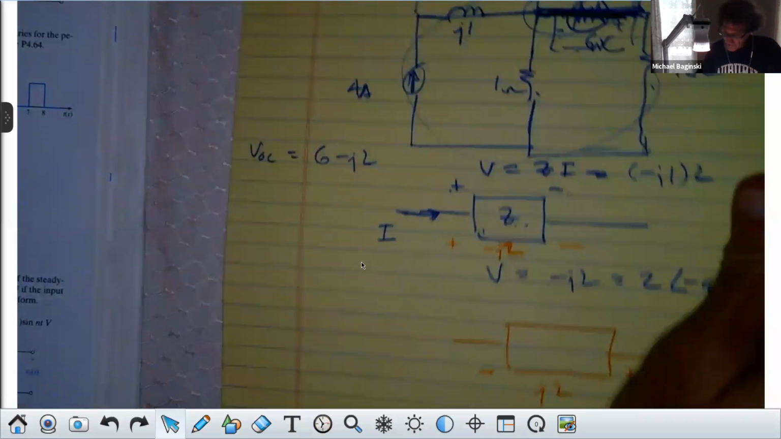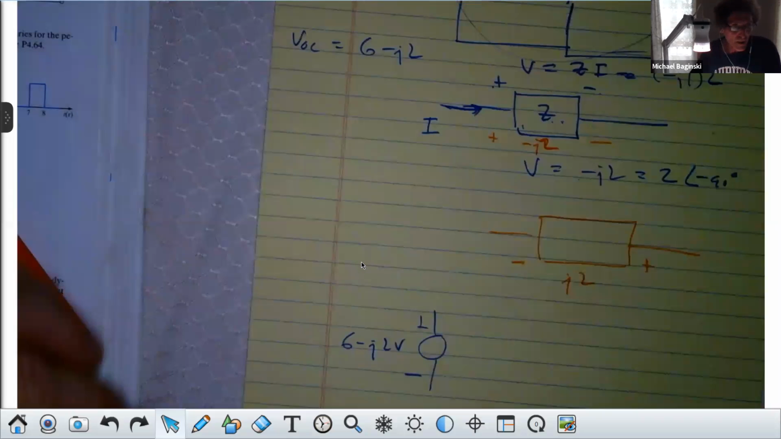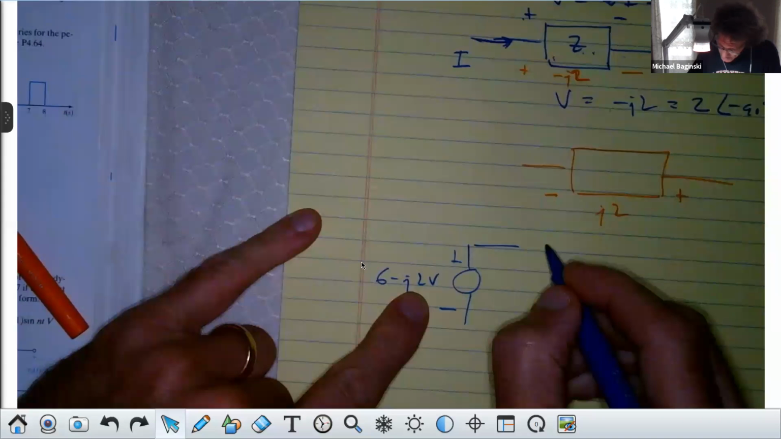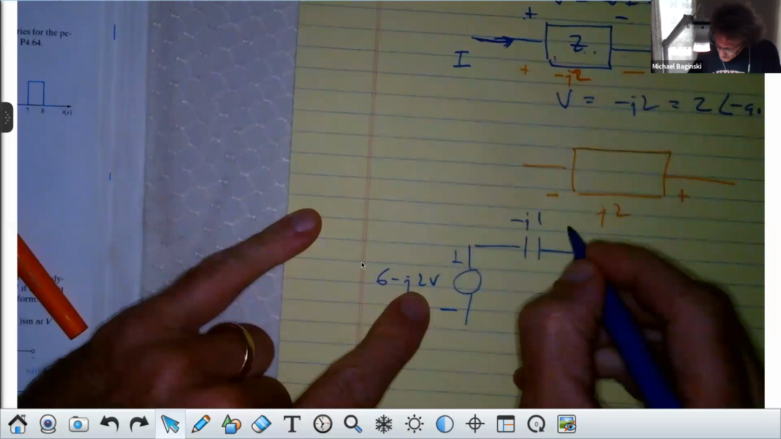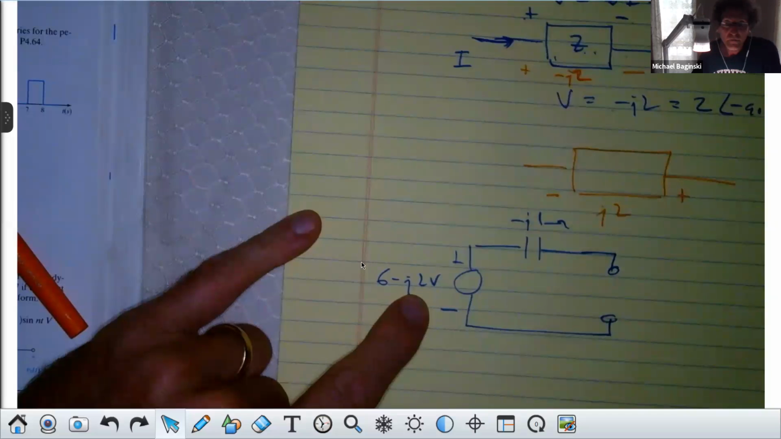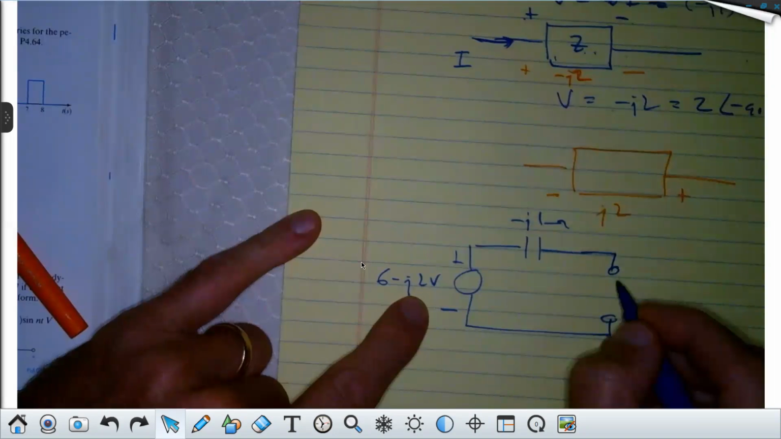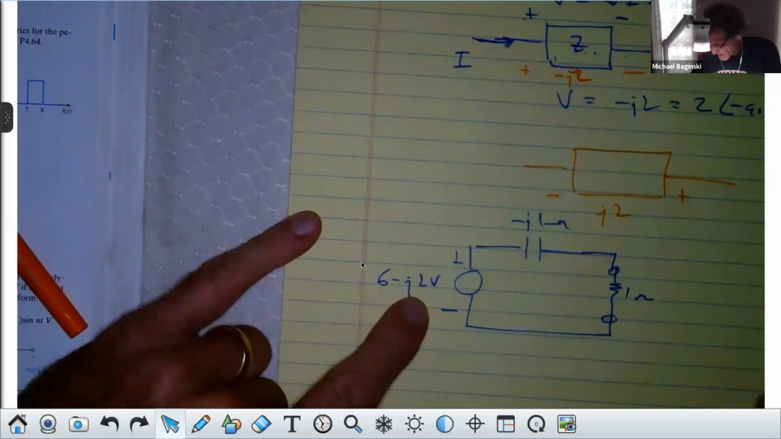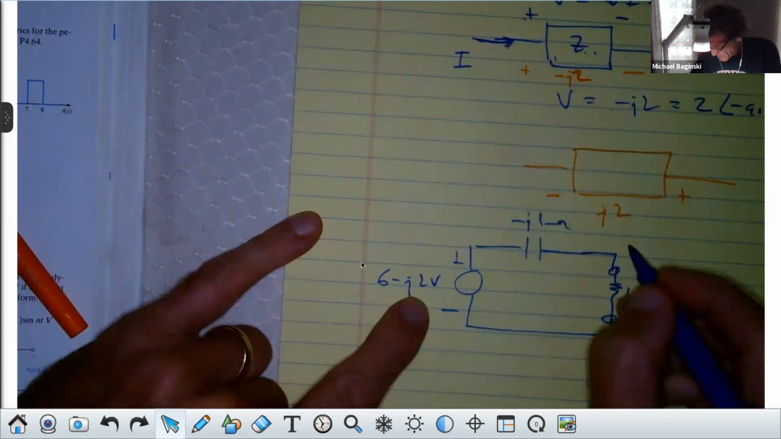All right, so we have minus J1. Now we're going back to the actual circuit. So I have an impedance of just minus J1 ohm. Here's where I put my load. My load was what, guys? Anyone? 1 ohm. And what were they after? They were after the current, but it's going to be the same as the voltage in magnitude. What would the current be here?